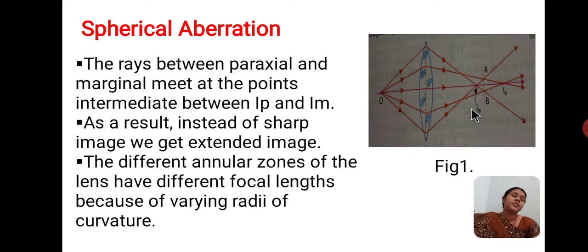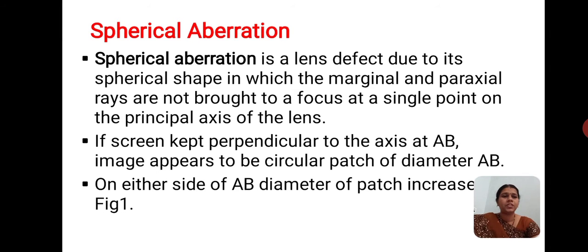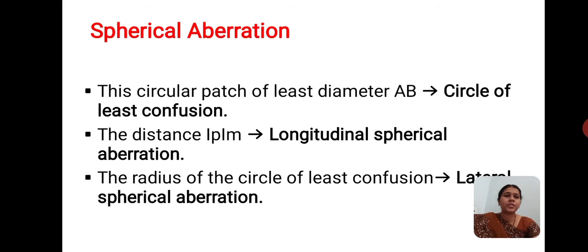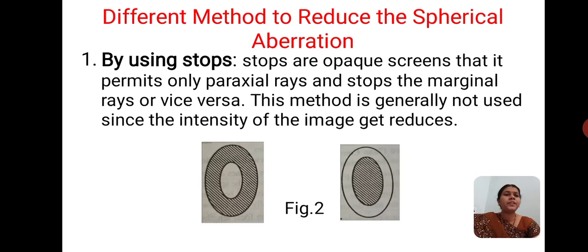Okay. So till now, what did we learn here? We learnt about spherical aberration. What do we mean by spherical aberration? Why is the spherical aberration happening here? And again, spherical aberration is of two types, longitudinal and lateral spherical aberration. So now we will continue. What are the steps to reduce the spherical aberration? Different methods are there to reduce it.